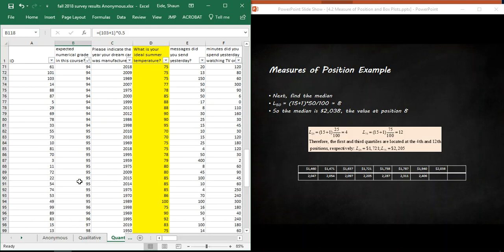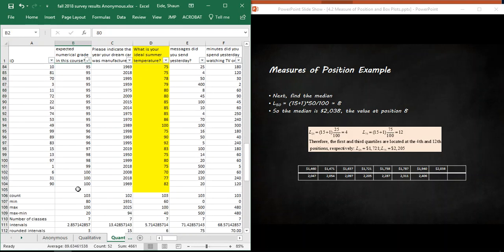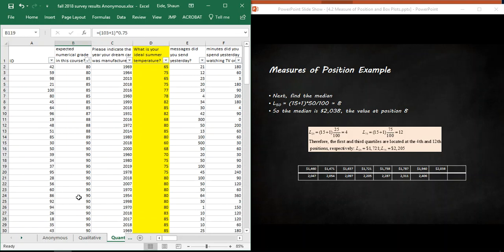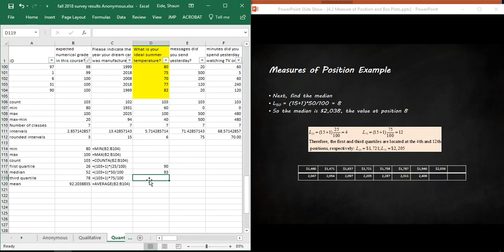The median, let's find the median. Let's go down to 52. 93 is the median, okay? And now we need to find the 78th position. 78. Okay, 94. And then we've got a max, like I said, of 100, or let's put the 100 down here. And then we've got a minimum of 85.